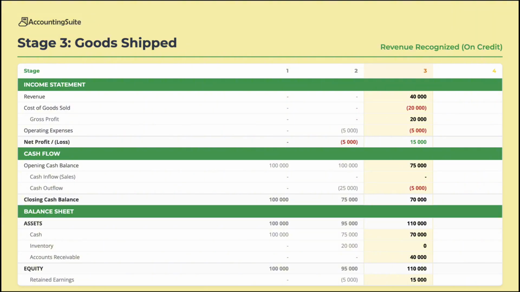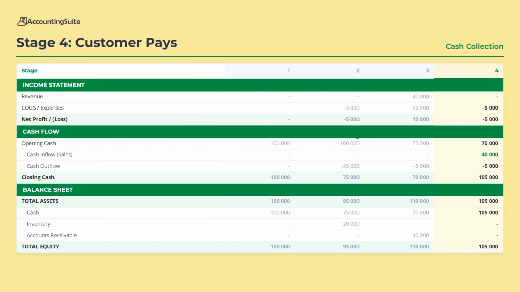Now the final step. The customer pays the invoice. $40,000 arrives in the company bank account. In month 4, there is no new revenue. The sale was already recognized last month. The only activity is the monthly operating expense of $5,000. The income statement shows the following. Revenue is 0, expenses are $5,000. Net result is minus $5,000.